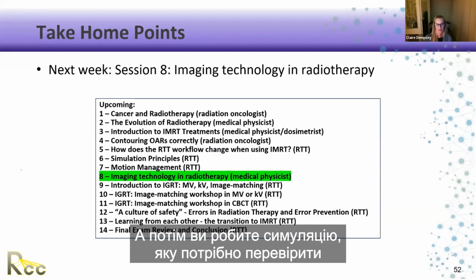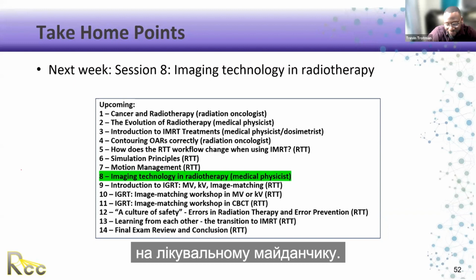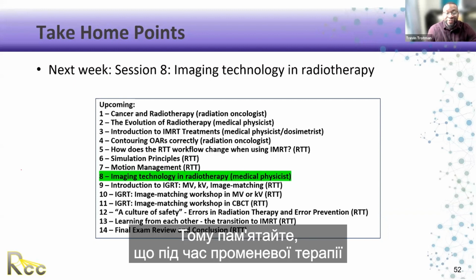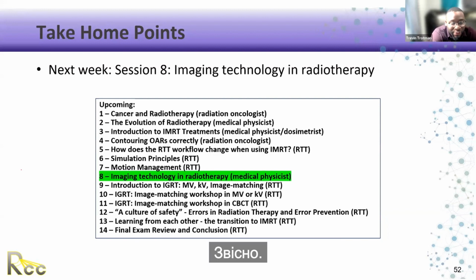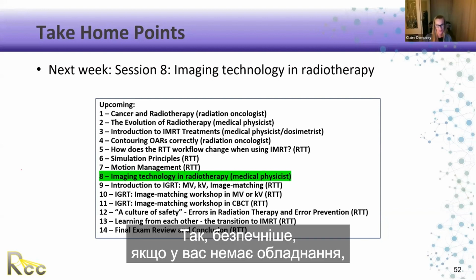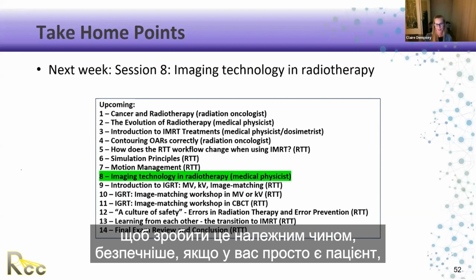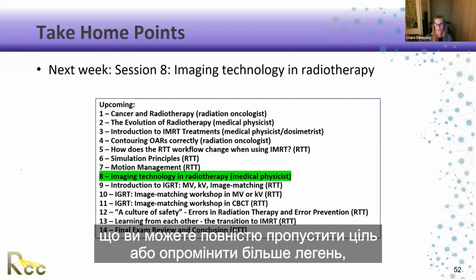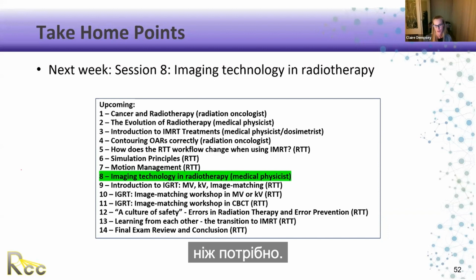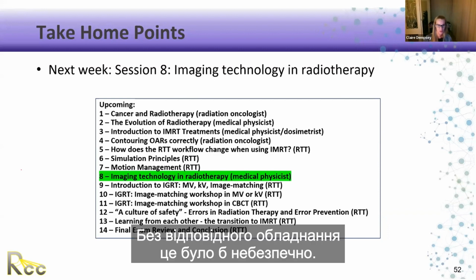And then your simulation has to be verified on the treatment floor. Because remember, during your radiation treatments, you need that DRR from simulation anyway, as RTTs. The answer to that, absolutely. It's much safer if you don't have the equipment to do it properly. It's much safer if you just have a free breathing patient, because the risk of doing it blind is you are totally missing the target or irradiating more lung than you need to as well. So it wouldn't be safe to do it without the correct equipment.